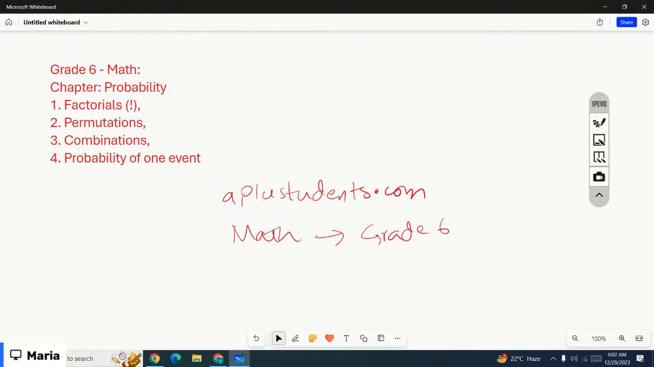There you can find a list of the chapters. We're going to start with the chapter probability, and the lessons we're going to cover today are factorials, permutations, combinations, and probability of one event. Please make sure you have your notebook and pencil so that you can note down the important examples and definitions as well, right?